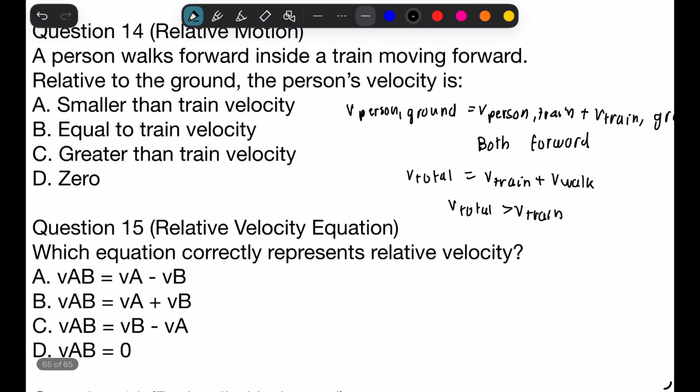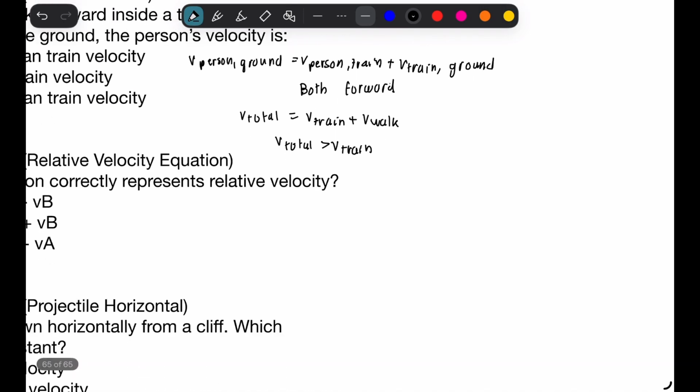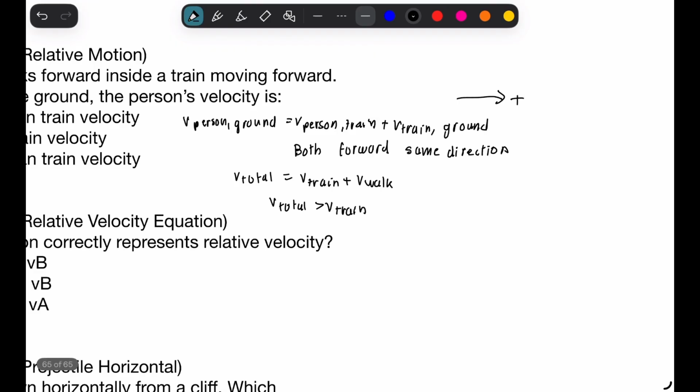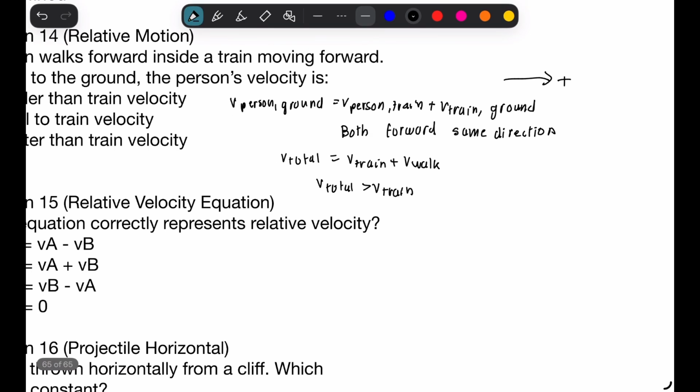So our answer is going to be C. It's greater than the train's velocity. Because we are moving in the same direction, when you move in the same direction, you're just going to add, because we defined our direction as a certain positive direction. So none of those are going to be opposing, so you don't have to subtract them.